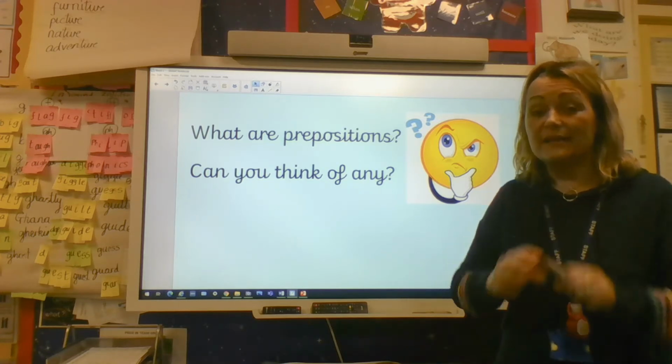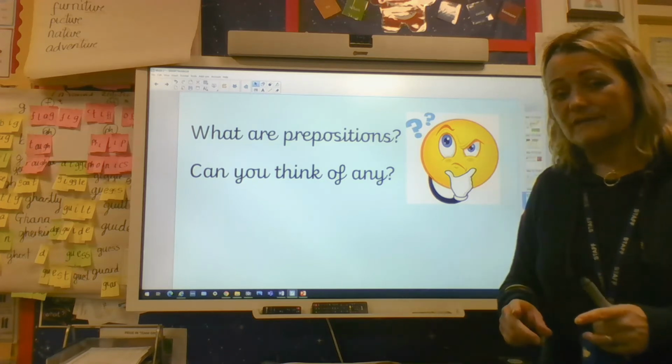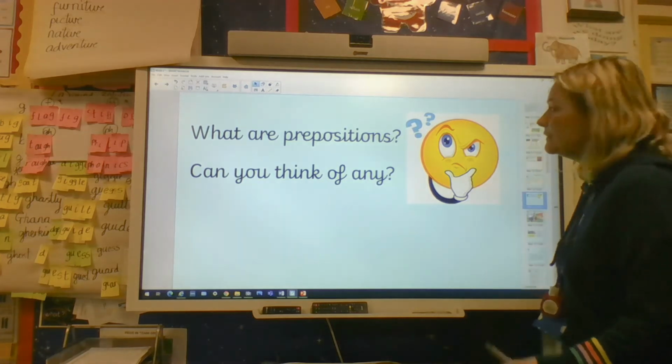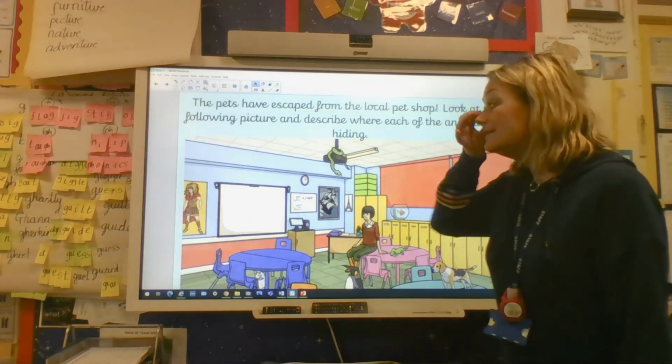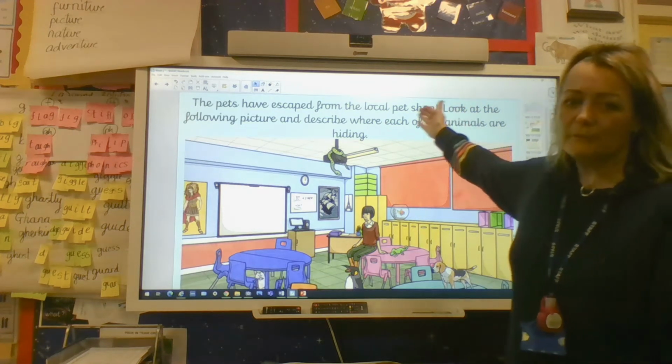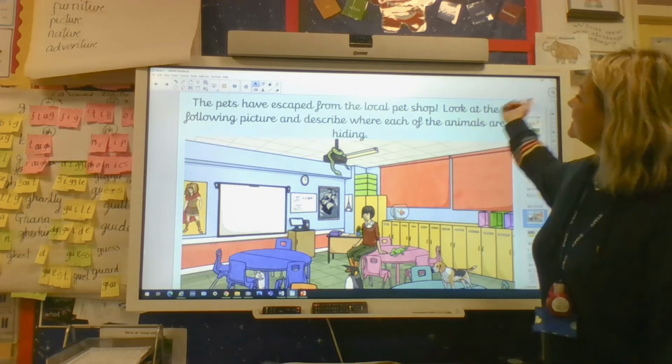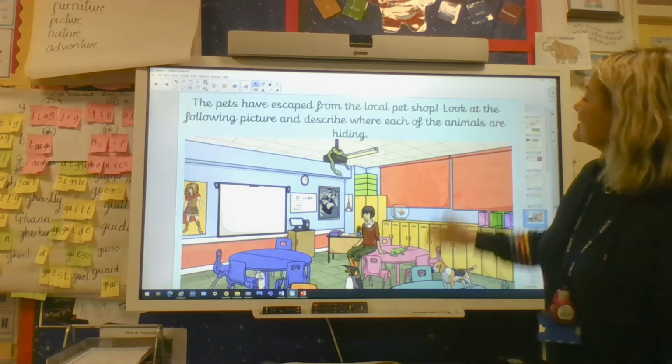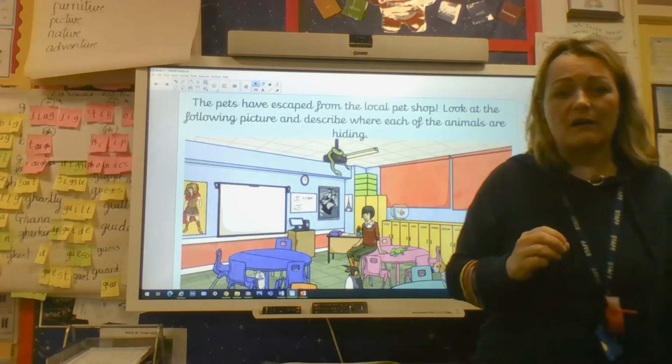Okay, so with any luck, you've had a go at writing down some prepositions. Let's see if you can use them. This is a very busy picture, with all sorts going on. The pets have escaped from the local pet shop. Hurrah! Look at the following picture and describe where each of the animals are hiding.